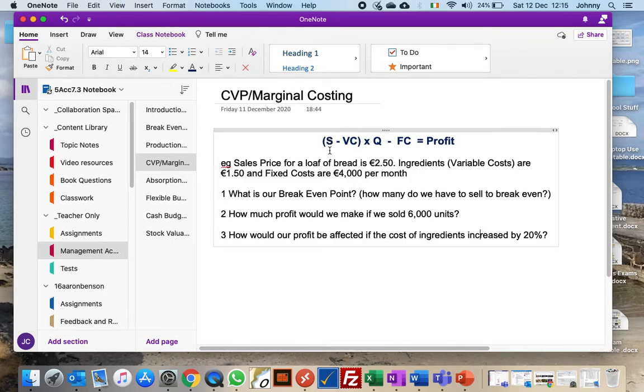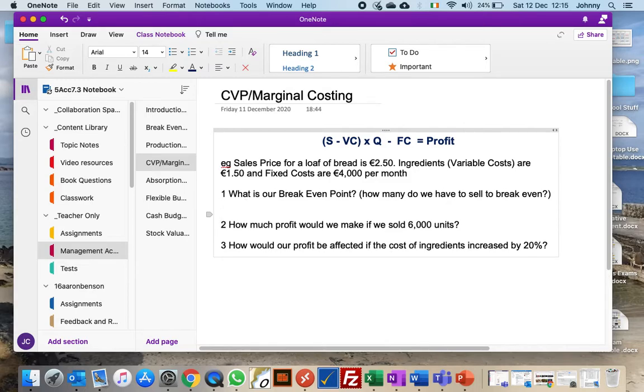Now notice, from a maths point of view, we have 5 unknowns: S, VC, Q, FC and profit. They're the unknowns. And basically in all these questions, you'll be given 4 of them and then you have to work out what the final one is. But we keep coming back to the formula. So we're going to look at number 1. What's our break-even point? How many do you have to sell to break even?